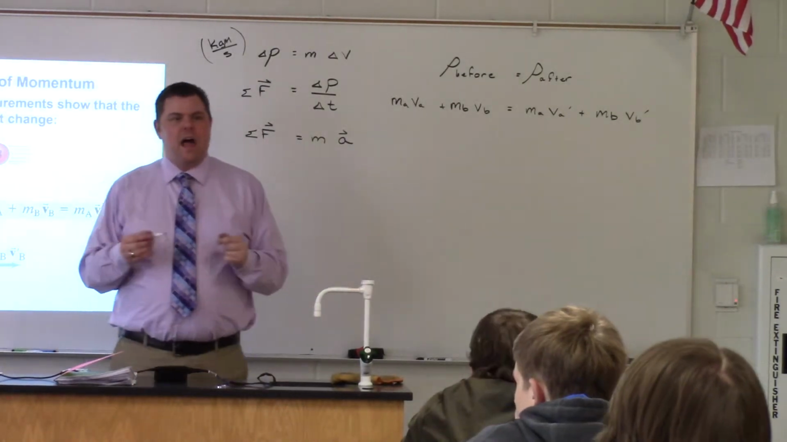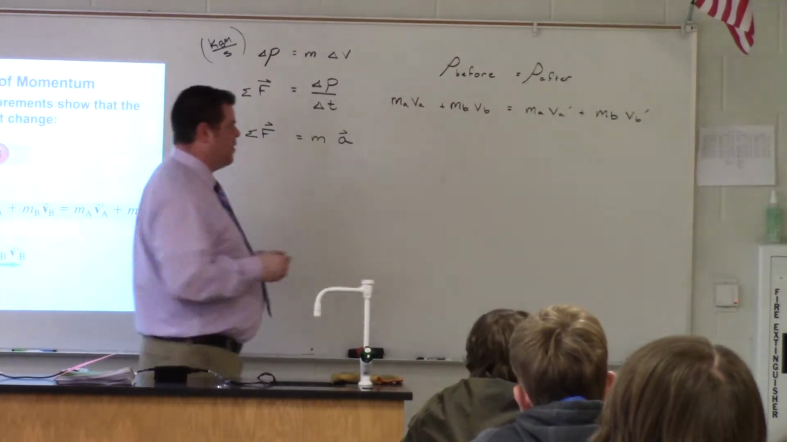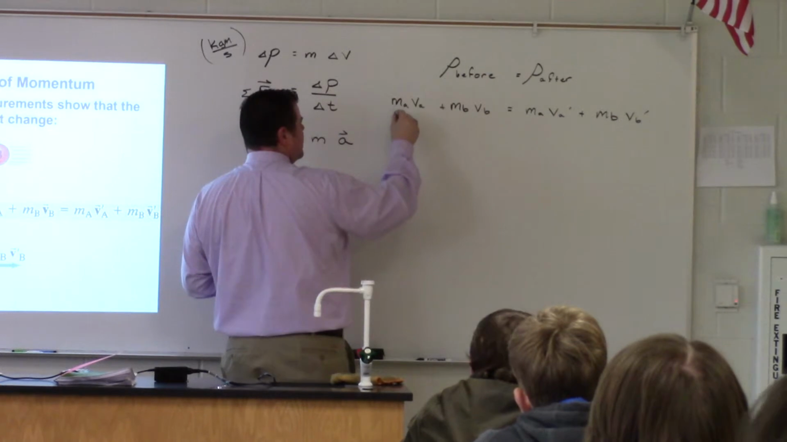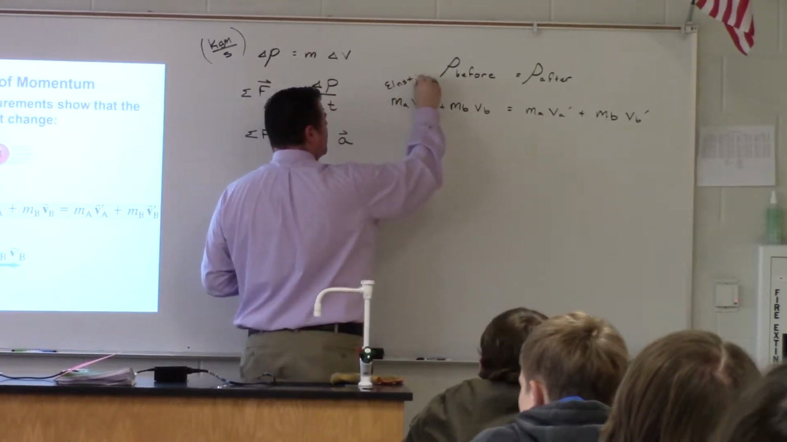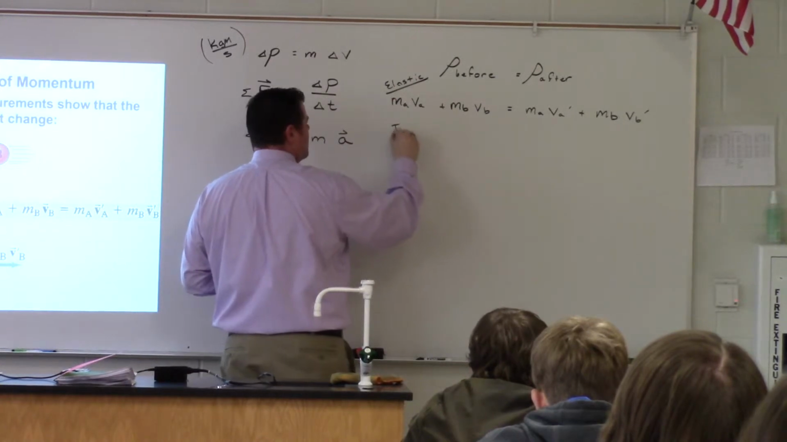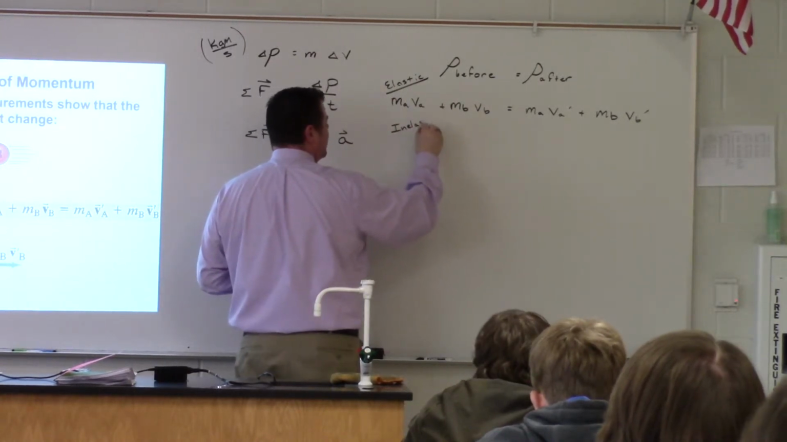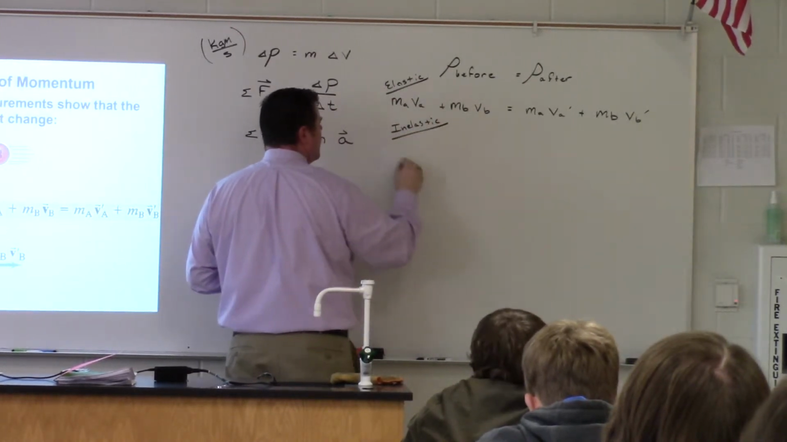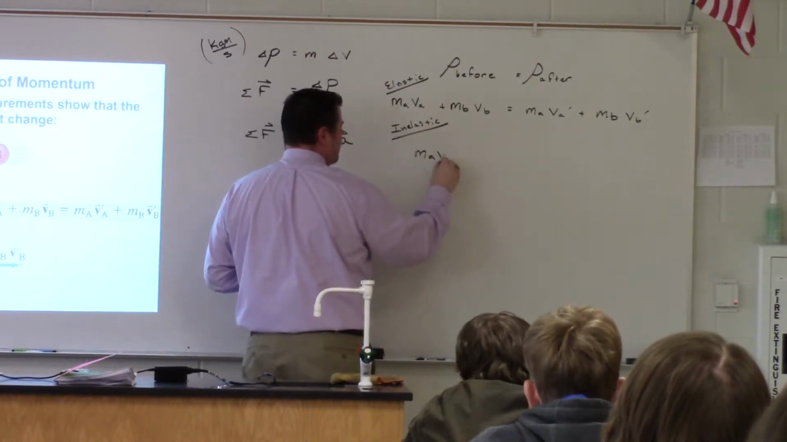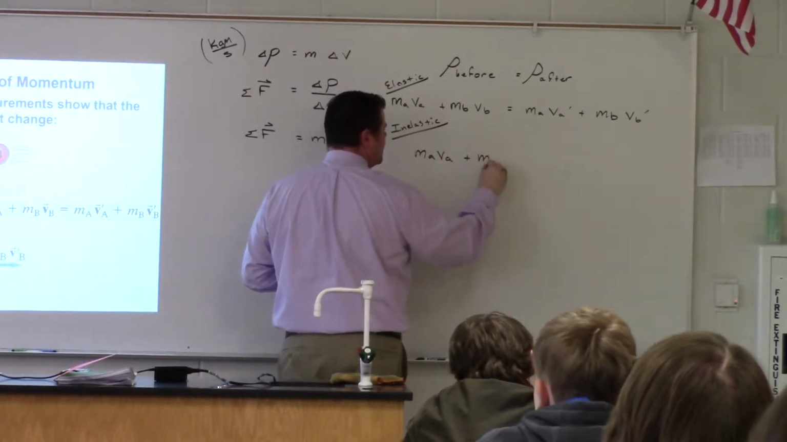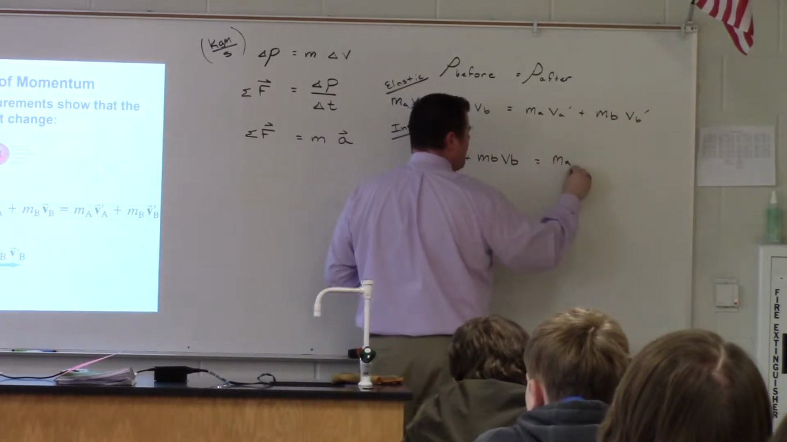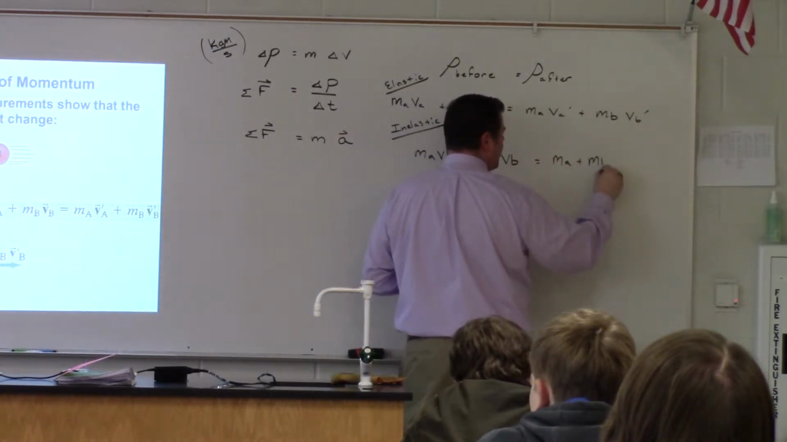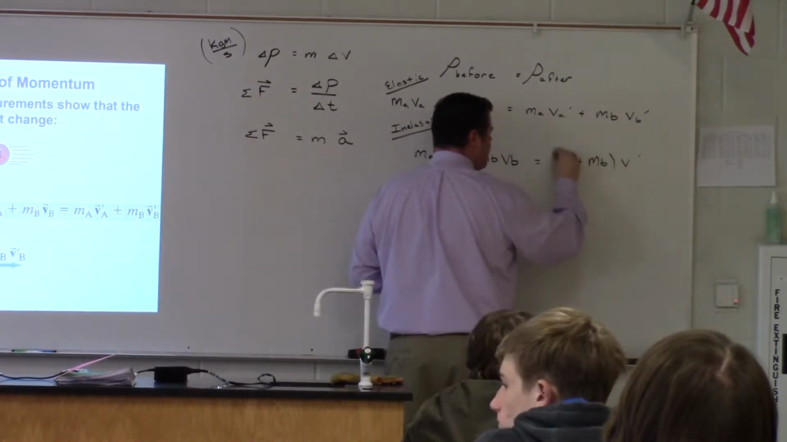But let's say they collide and the objects do stay together. Well, this would be an example of an inelastic collision. You might write this as mAvA plus mBvB equals (mA plus mB) v prime.